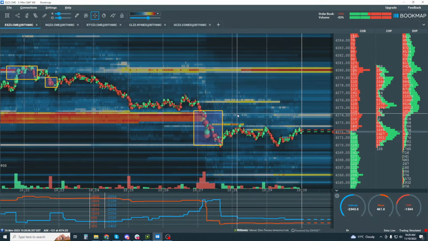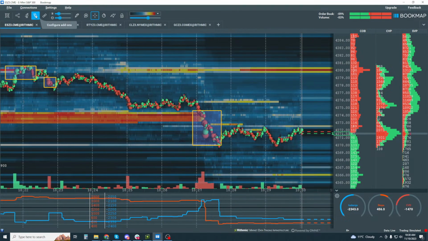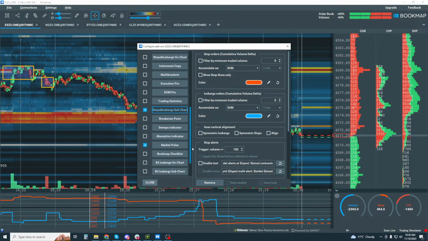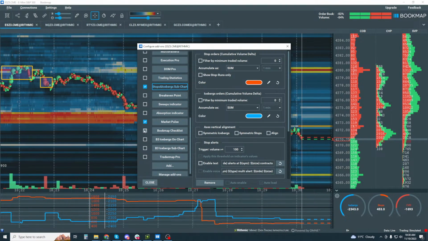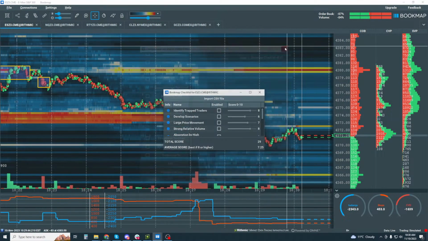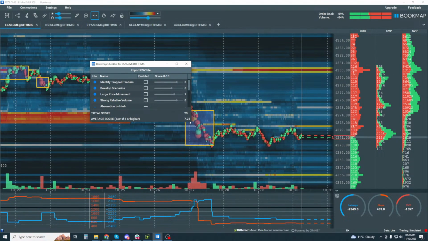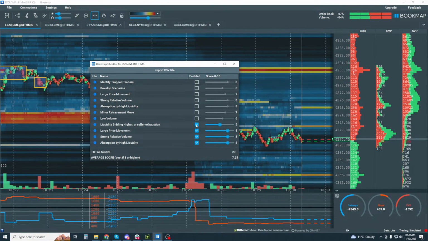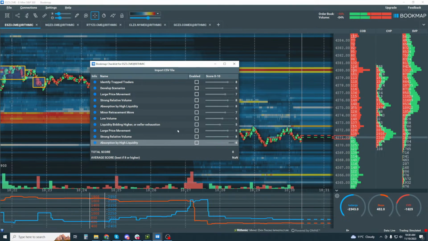This is what I want to show in a new add-on that we have. It is very much in beta or even alpha, but it's very simple. It's this Bookmap checklist, or setups checklist, and you can go through here and grade your setup.